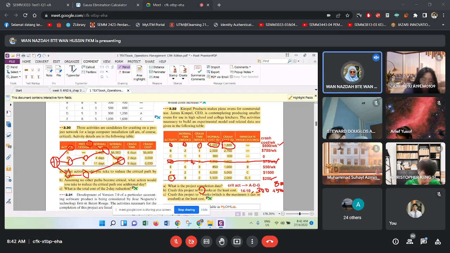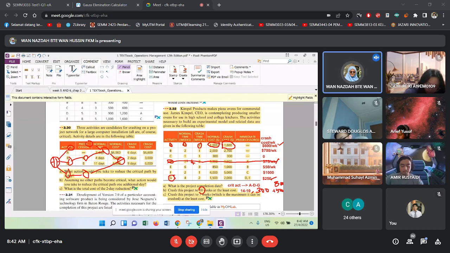All right. I believe that the critical, okay. What is the critical activities? If you're able to crash from 14 to 10 weeks, so what is the critical activities? Is it B and E considered as critical activities? Boleh? Boleh BEG.